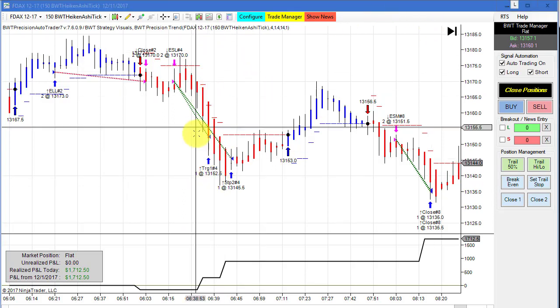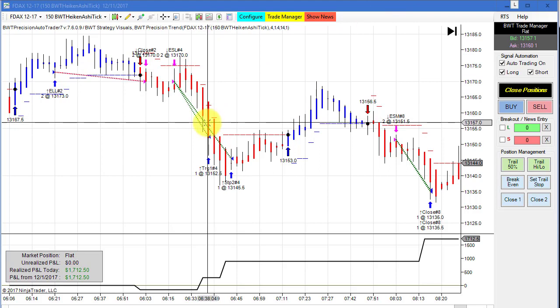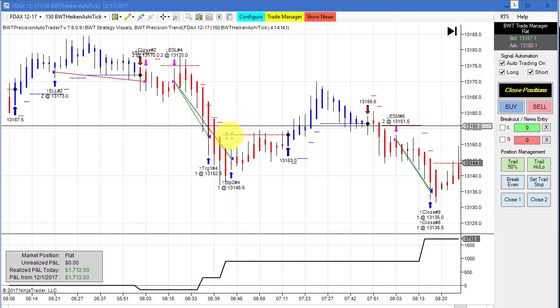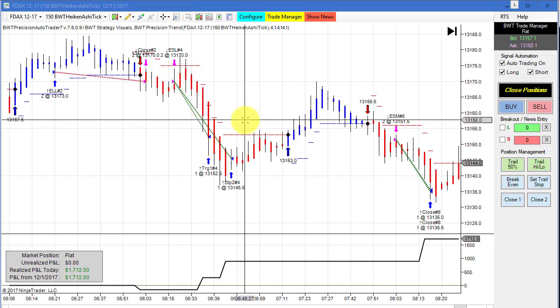Most of the other DAX contracts were stopped out today, except for this one. This was the only contract I have winning on the DAX today.